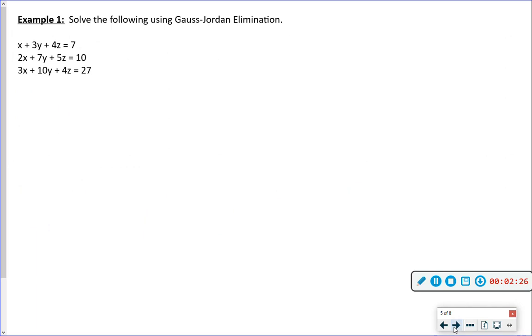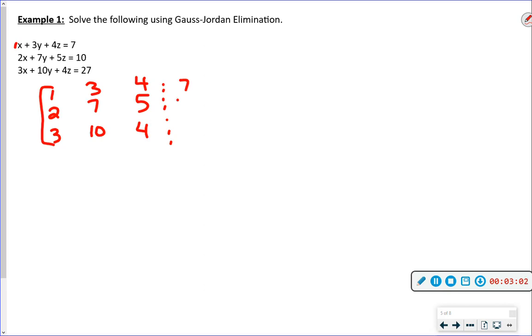Write small. Okay, so first up, we're going to take our system and write it as what's called an augmented matrix, aka we're just using the coefficients. We're not going to use the x, y, and z. Remember, that's really a 1. So my first column, I have 1x, 2, 3. My second column, the coefficients on y are 3, 7, 10. My coefficients on z are 4, 5, 4. I like the dash line to separate the equal sign. You don't have to put the dash line in. I just like it. 7, 10, 27.